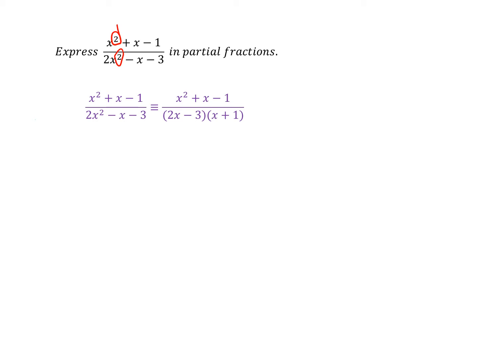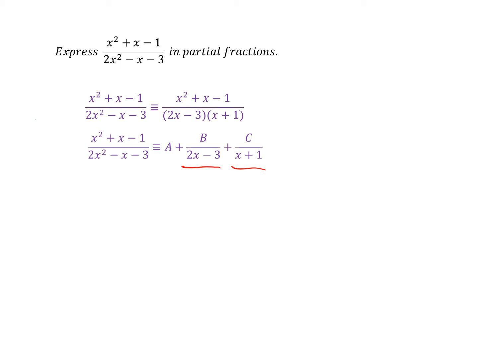But this means that the shape of the partial fractions, when we split this into partial fractions, we're going to get three parts. We're going to get a whole number part, and then a coefficient of 1 over 2x minus 3, and then one with a coefficient of 1 over x plus 1. So we've got these three parts to deal with.